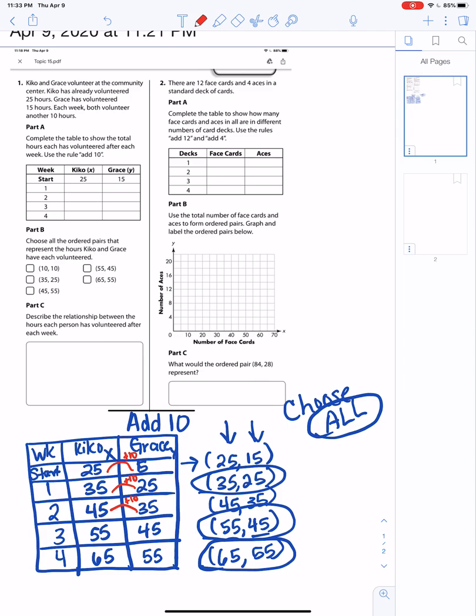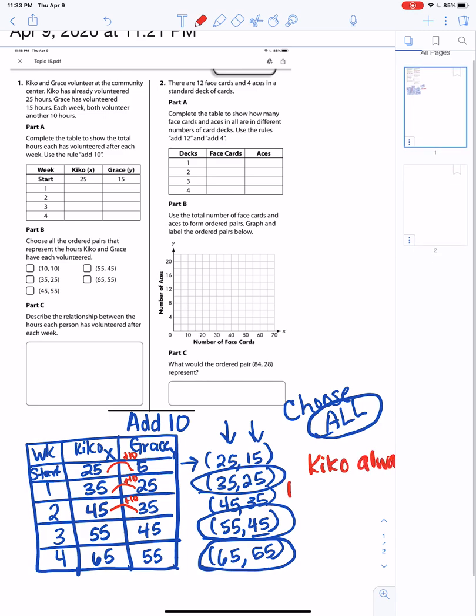So what I know is Kiko always has 10 more hours than Grace. So if I was asked to describe that, I would say that in a sentence. Kiko always has 10 more hours than Grace. And that's because he began with 10 hours more than she did. They increased at the same speed. They increased 10 hours each time, or at the same rate. But they started with Kiko having 10 more.